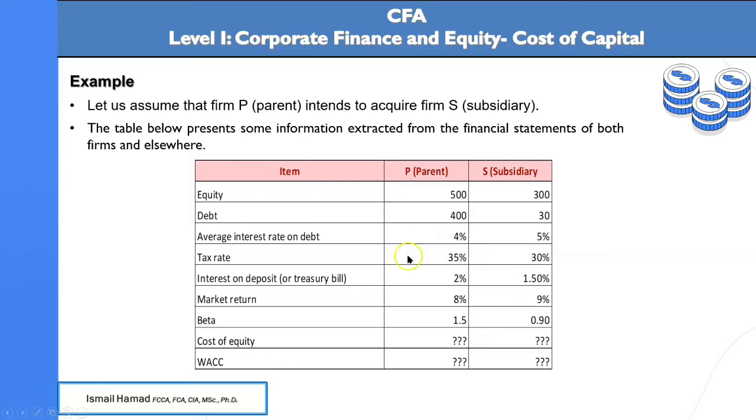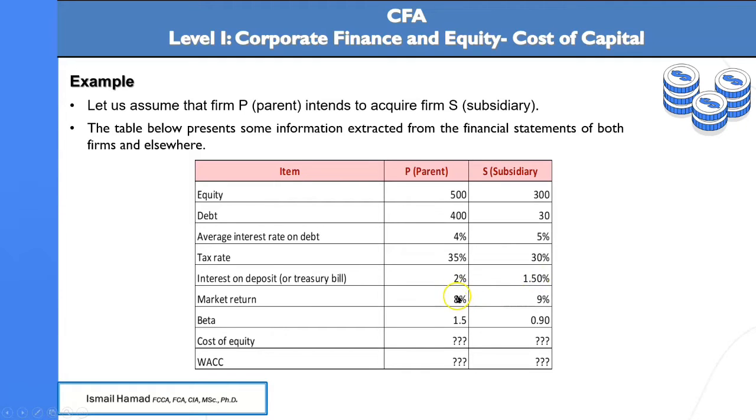Normally the debt of the subsidiary, the smaller company, will cost more than that of the parent, the bigger company, because size has an effect on risk. The parent, with a big size and low risk, will attract cheaper debt than smaller companies. The tax rate in the two countries is different: in the parent 35%, here 30%. A Treasury bill or deposit in the bank pays 2% in the parent and 1.5% in the subsidiary. What we mean by this is the risk-free rate of return: 2% and 1.5%.